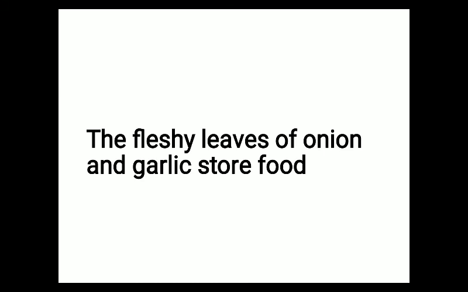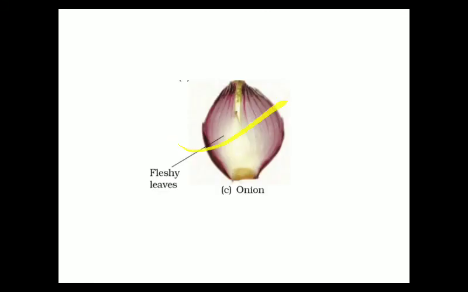Now the next modification of leaf is that the fleshy leaves of onion and garlic store food. The fleshy leaves of onion get modified for the storage of food. I want to make it clear that storage of food is a function of root, not a function of leaf. But in the case of onion and garlic, the leaves get modified for the storage of food. So this is a type of modification.